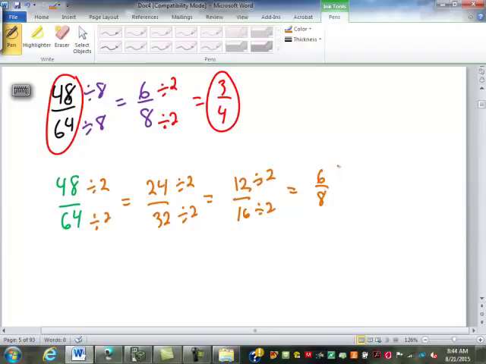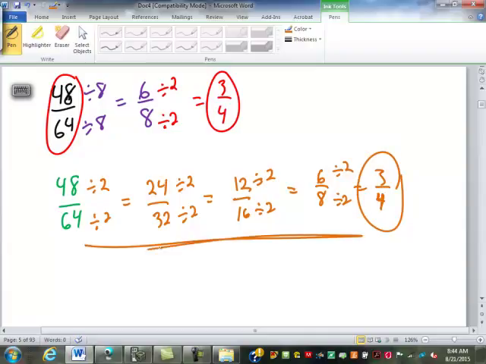6/8. Now we've been there before. We can still divide by 2. 3/4. All we have to do is find any number that will divide both of them, and just keep going until we can't do it anymore. It takes a little more work to do this. If we saw the 16 right away, we could have done it in one step and been done with it. But we still get there.